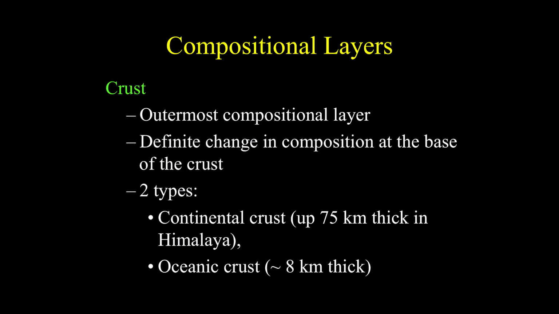Let's briefly describe layers of solid Earth resulting from their chemical compositions. The crust is the outermost compositional layer. There are two types of crust: the continental crust, which is up to 75 kilometers thick in the Himalayas, and the oceanic crust, which is 8 kilometers thick.